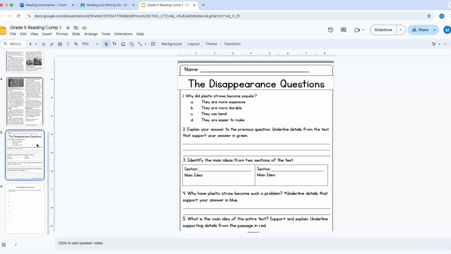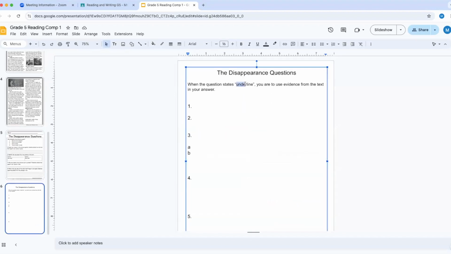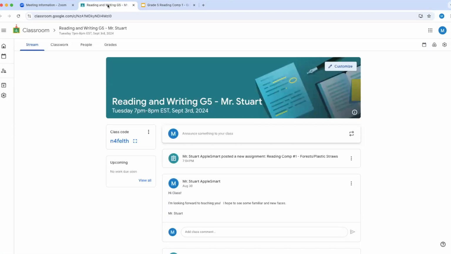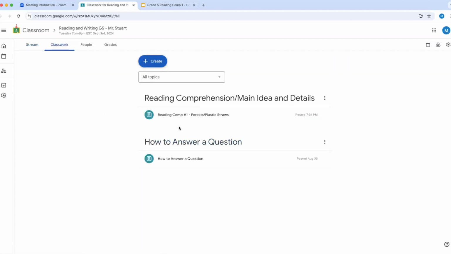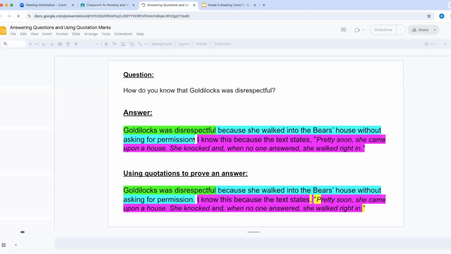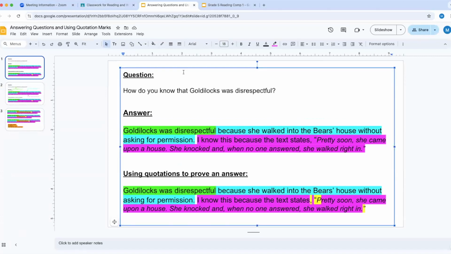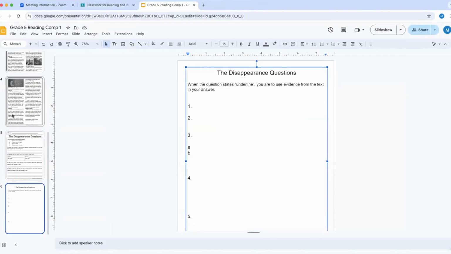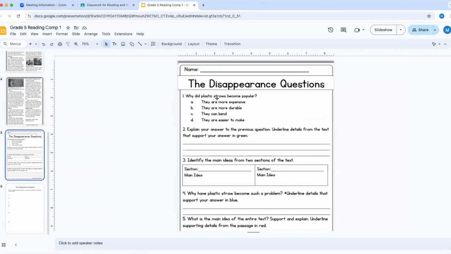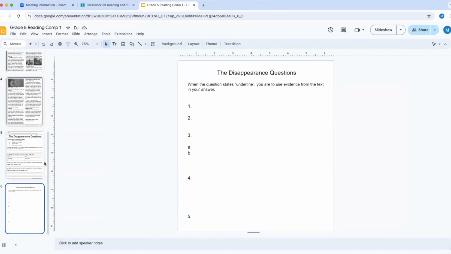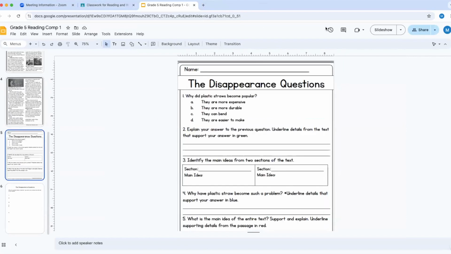When the question on this slide says underline, I don't want you to underline. I want you to actually use evidence from the text, which I taught you today, how to answer a question using evidence, right? I know this because the text tells me this. So let's take a look at the questions. Number 1, why did plastic straws become popular? That's easy. All you have to do is A, B, C, D, right? Multiple choice.